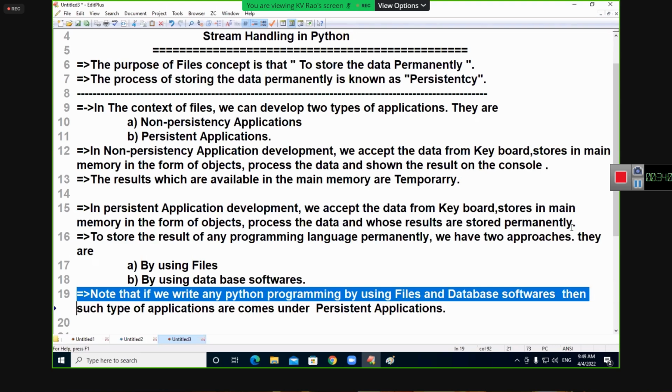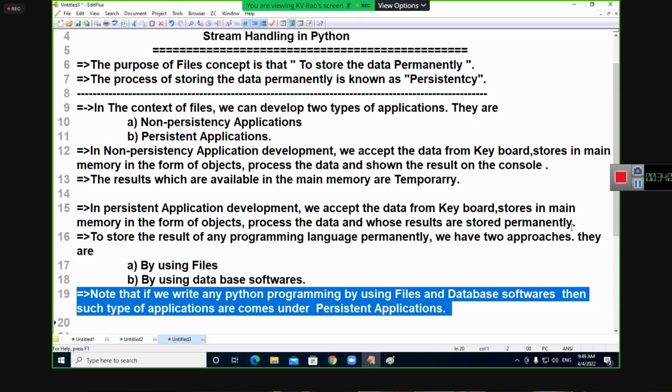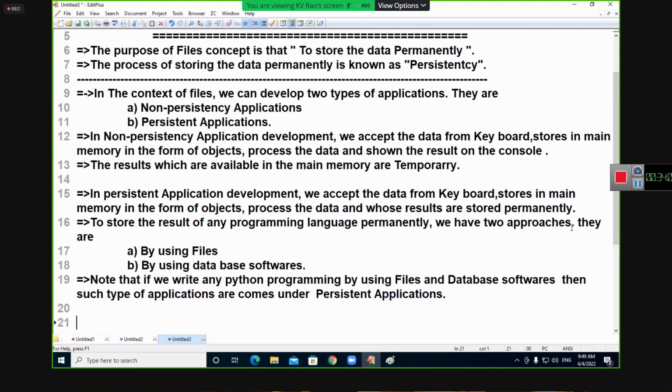database softwares with the programming of Python, if I write it, such program comes under the example of what? Example of persistent applications. Okay? A Python program with files, a Python program with a database is an example of persistent applications. Persistent applications means storing the results of our Python program into the place permanently. How many places are there to store the data permanently? Two places. One is by using files, one more by using database, that is called.